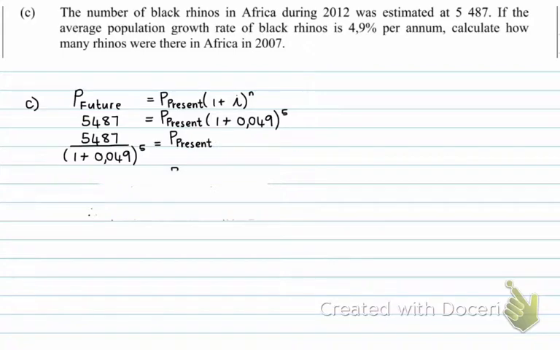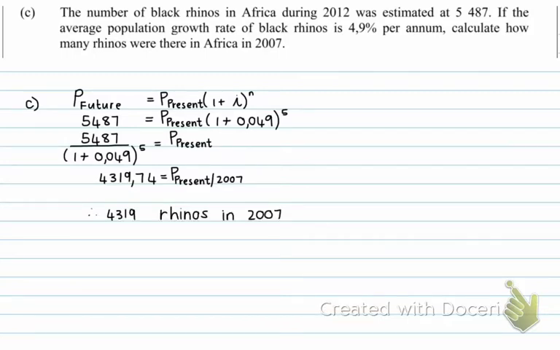Please don't work here with decimals. Keep the bracket as it is. Don't round off too quickly in your calculations. Now you can put that into your calculator, the sum on the left-hand side of the equal sign, and you will get an answer with a comma again. But we can't get a comma 7 rhino. Therefore, just forget about the commas and say that your answer will be 4,319 rhinos in 2007.